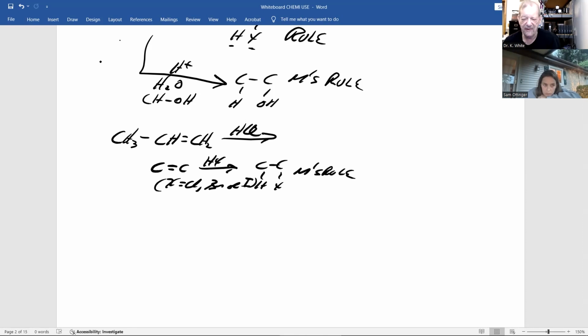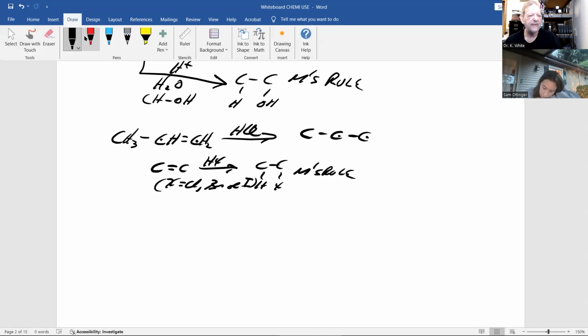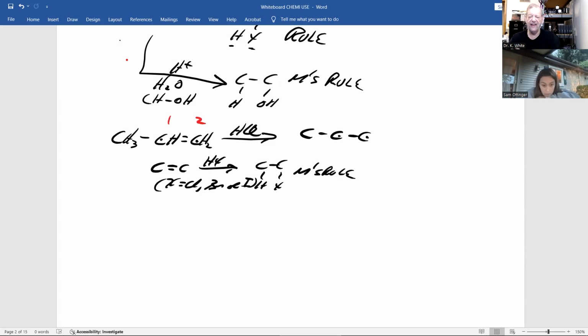Well, do you break carbon-carbon single bonds? No. So I have 3 carbons. I better end up with 3 carbons. Here are my 2 carbons that are double bonded. Let me go Technicolor on you. This has 2 hydrogens. That has 1.